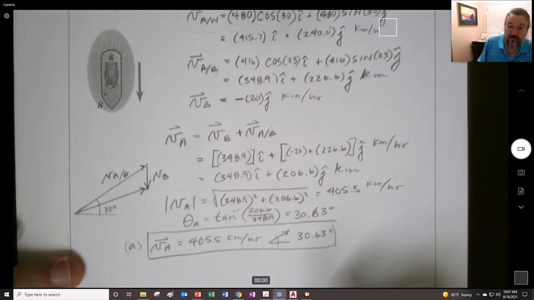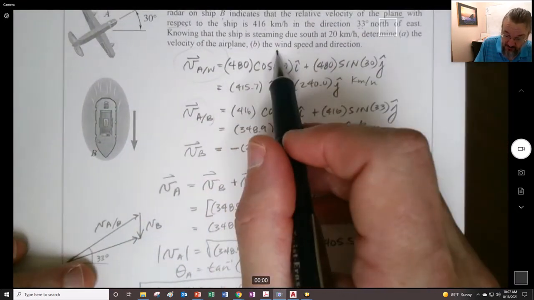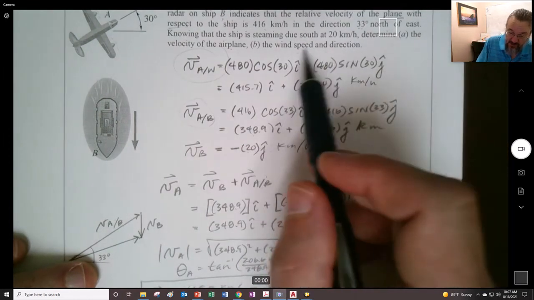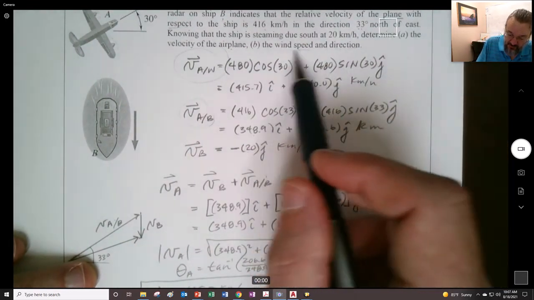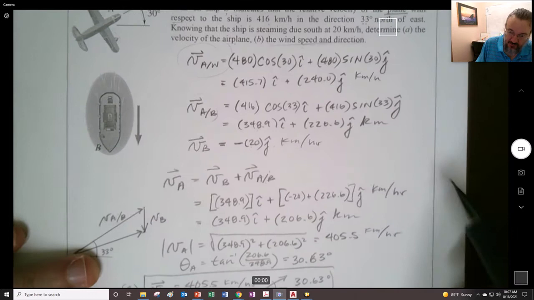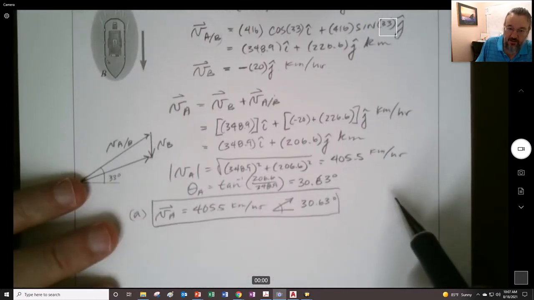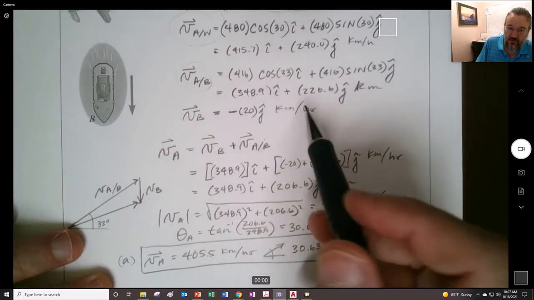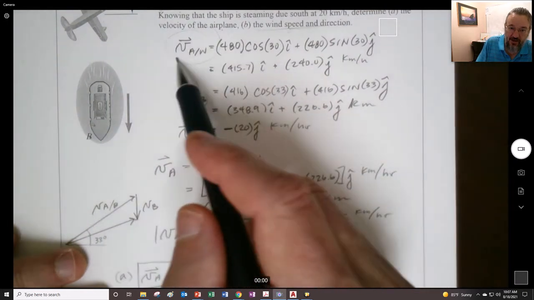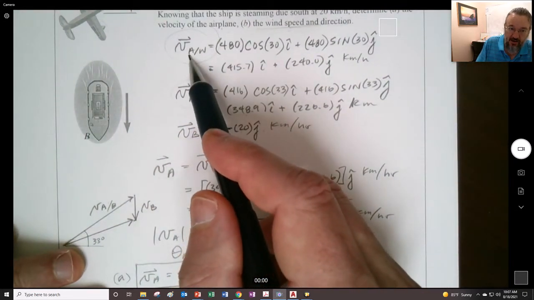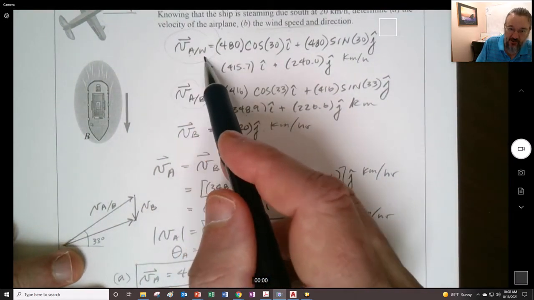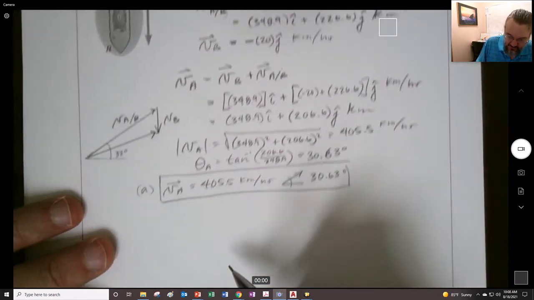Now if we want to have part B, which is the wind speed and the wind direction, all right, so that'll be a vector as well. So now we know the velocity of the airplane. Now we can find the velocity of the airplane with respect to the wind, right?